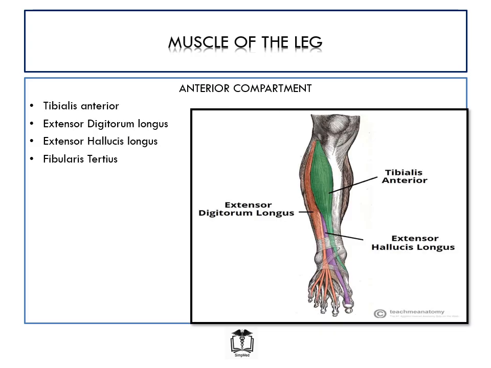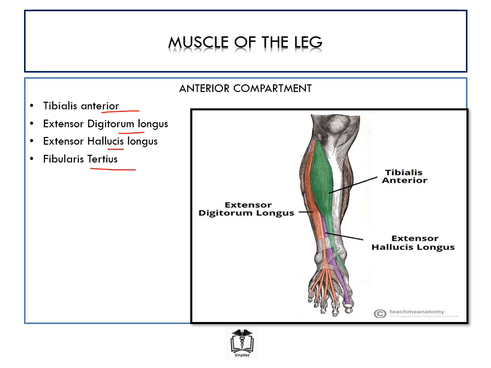The anterior compartment muscles of the leg are four in number. This includes the tibialis anterior muscle in green, the extensor digitorum longus, the extensor hallucis longus, and the fibularis tertius muscle. Each of these has different origin points and insertion points and performs different functions on the leg.